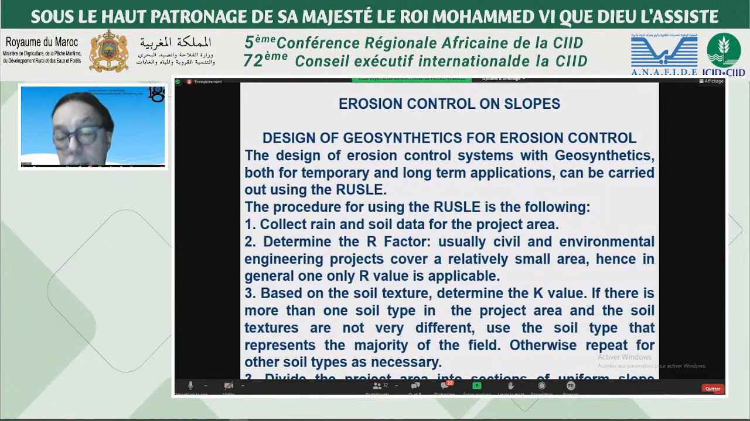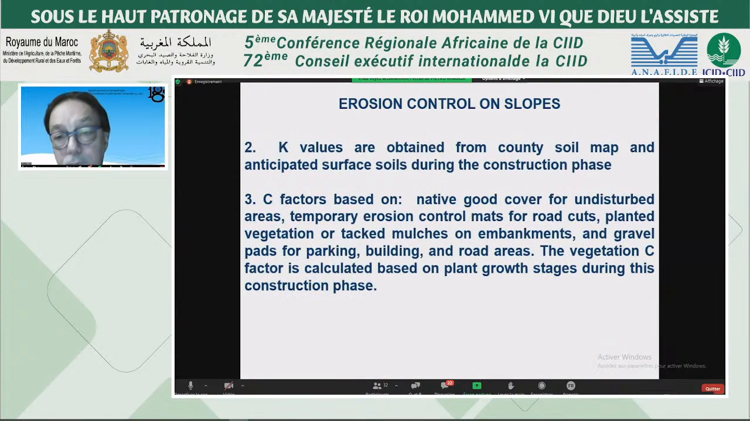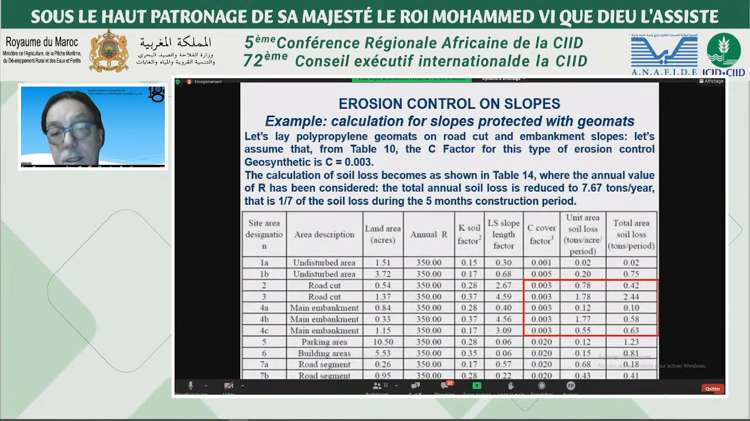Et dans tous les cas, on peut trouver cette norme ISO 188-8 où on trouvera d'autres exemples pour les sites de construction, grâce à une valeur que nous avons sur un site de construction avec un embankment, parking area, building areas, etc. Et donc, avec un total de perte de sol de 49,64, voilà le total de perte du sol.